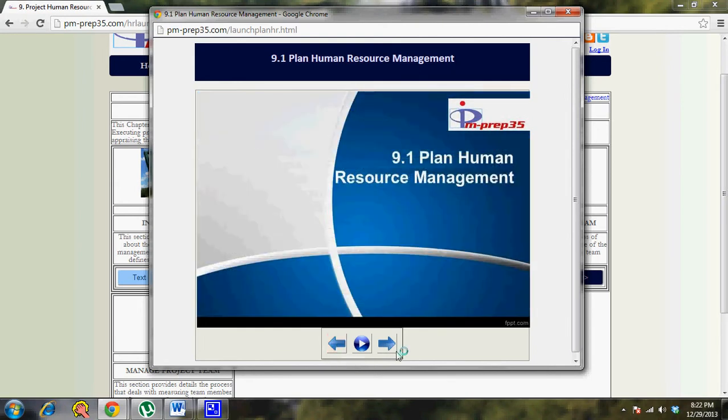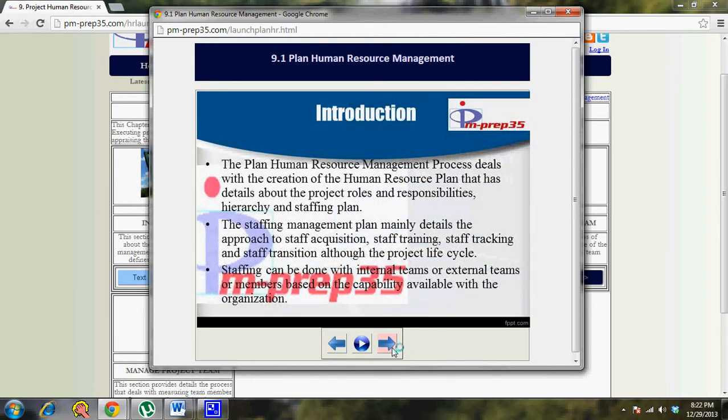With that understanding, let's quickly walk through some of the important points related to this process. The plan human resource management process deals with the creation of the human resource plan that has details about the project roles and responsibilities, hierarchy and staffing plan. If you remember, the activity resource requirements are estimated as part of your project time management knowledge area. So the activity resource requirements become input for this particular process, and obviously the human resource plan becomes an input for the activity cost estimates.